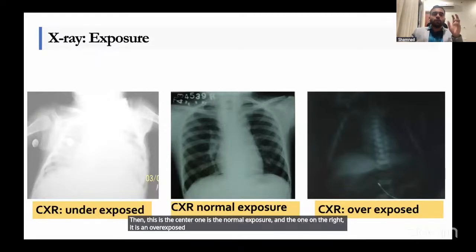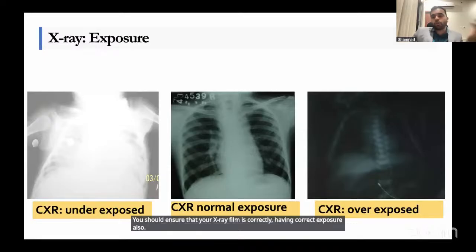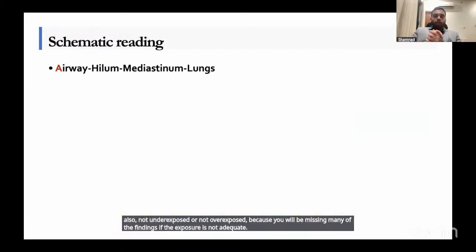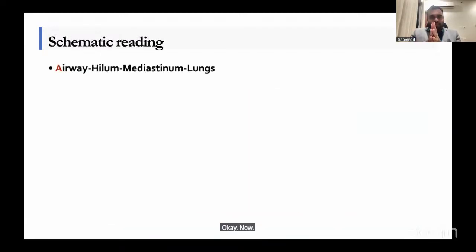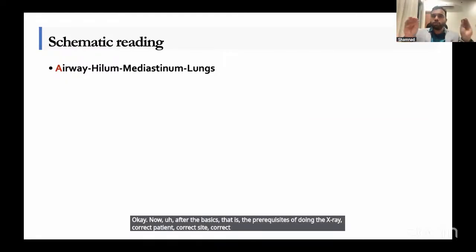So after rotation, you should ensure that your X-ray film has the correct exposure also, not underexposed or overexposed, because you will be missing many of the findings if the exposure is not adequate. Okay. Now, after the basics, that is the prerequisites of doing the X-ray: correct patient, correct site, correct ID, exposure, rotation, your markings and all.